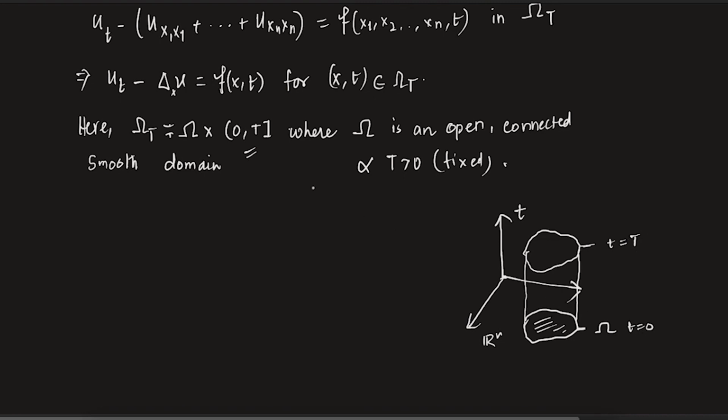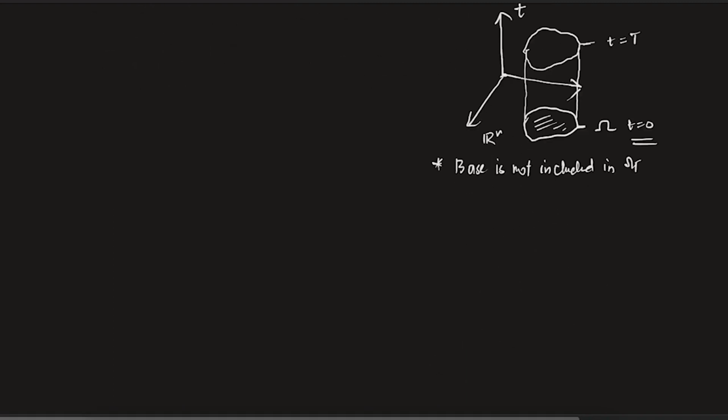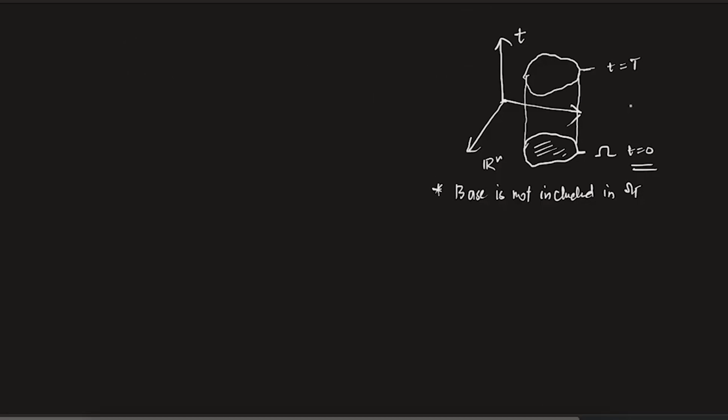What is omega t? Of course, does it contain this? So basically, think of this can. Now, is the base of the can included in it? Of course not. Why? Because the base corresponds to omega cross t equals 0, right? Does omega t have t equals 0 there? No, of course not. So the base is not there. Okay, so the important thing is that the base is not included in omega t. Okay, let's just see that. So omega t is omega cross (0,t].